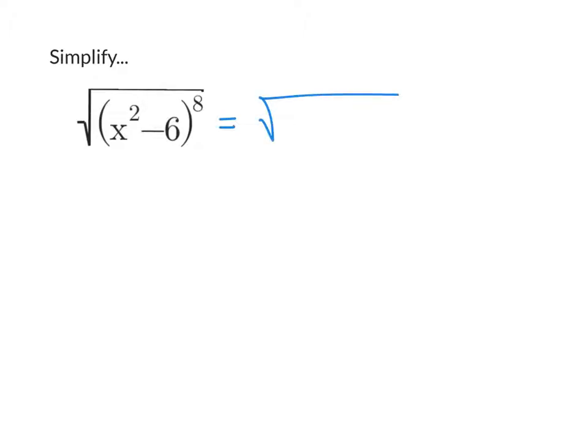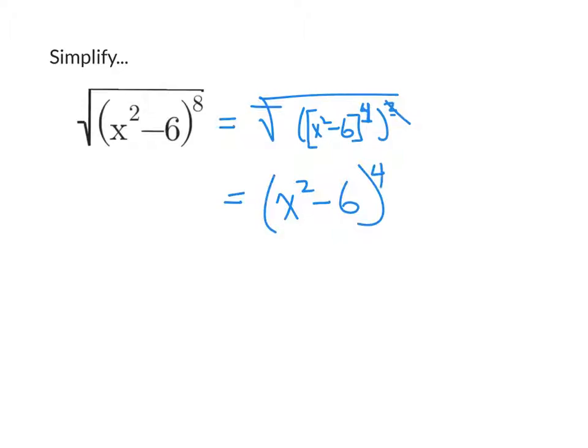If we're looking for a square root, I need to write this thing in terms of being squared. Well, we had x squared minus 6 to the 8th, and I want to raise that now to a power that I will then square. Well, 4 times 2 makes 8, so we'll take that to the fourth power. Then the square root essentially cancels with the square, and we're left with x squared minus 6 to the fourth power.